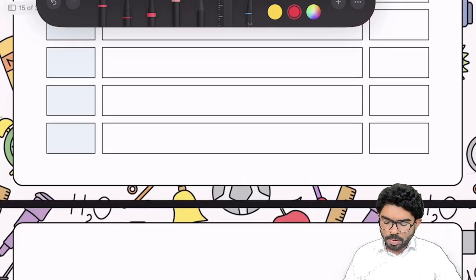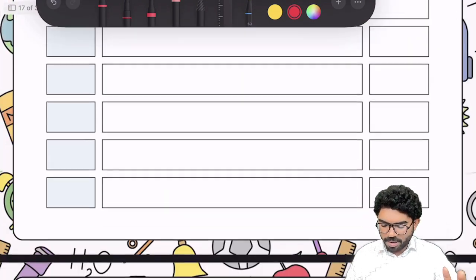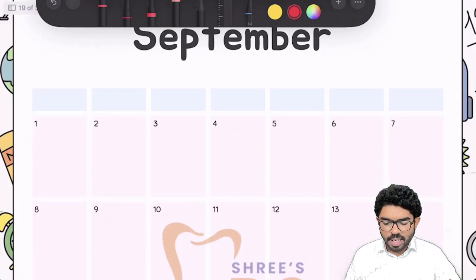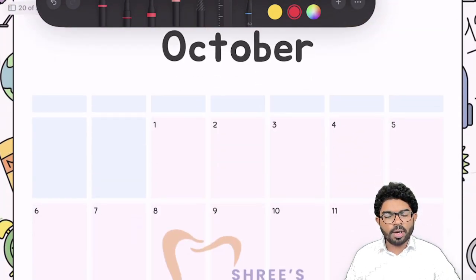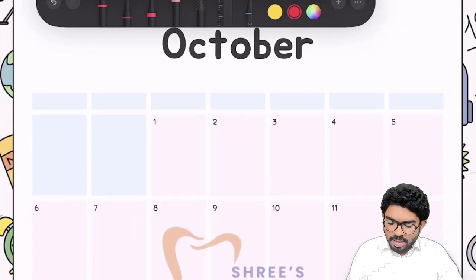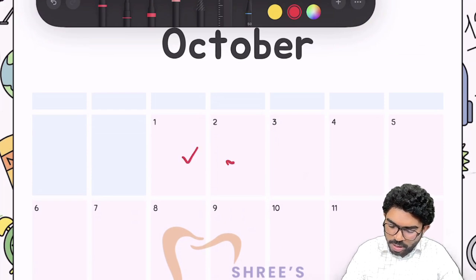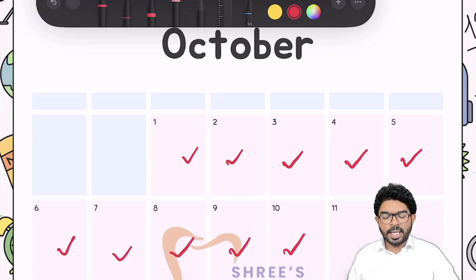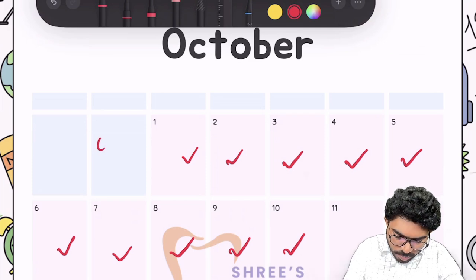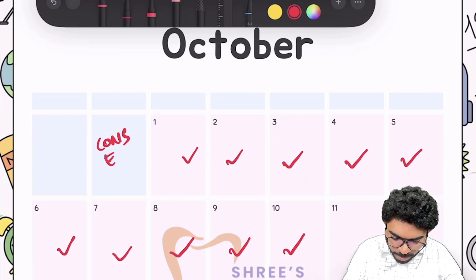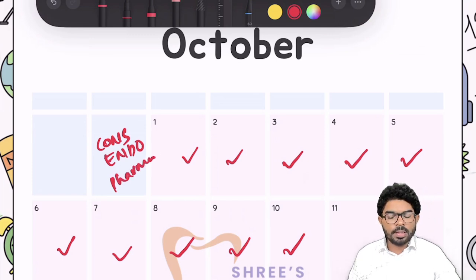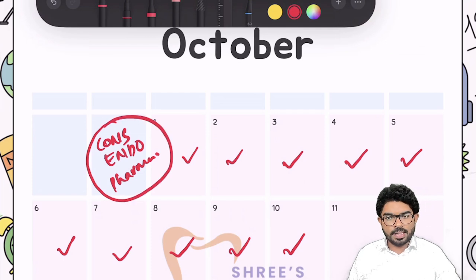So please do plan for PYQs also. I have given PYQs nicely, followed by the schedules. I'm thinking of starting from October 1st. In the first 10 days, I decided to cover cons, endo, and pharmacology. So I am trying to do these three subjects in this 10-day plan.